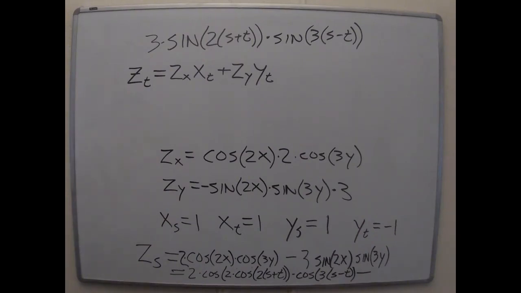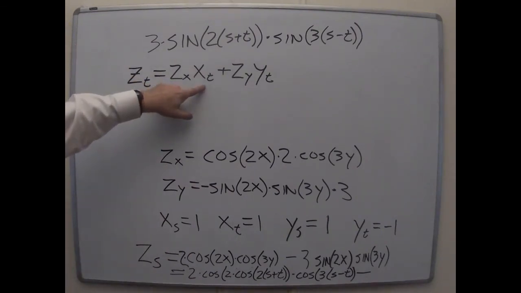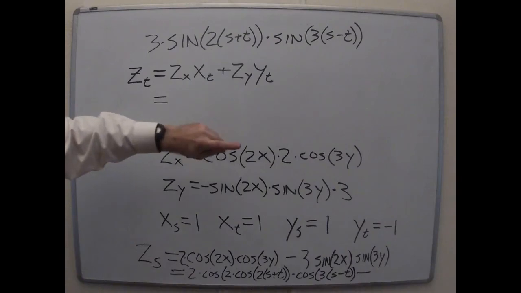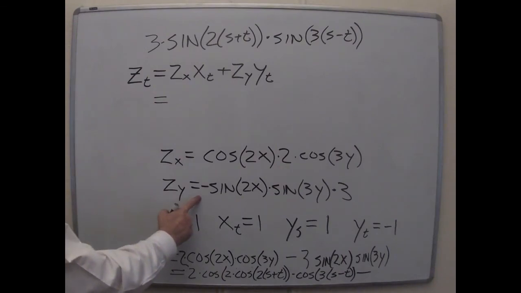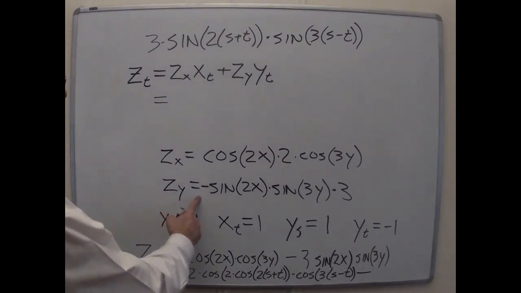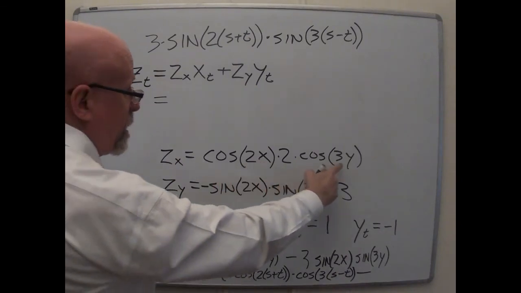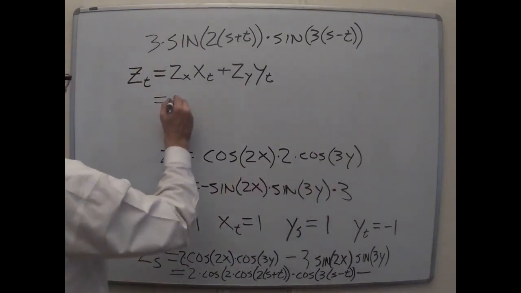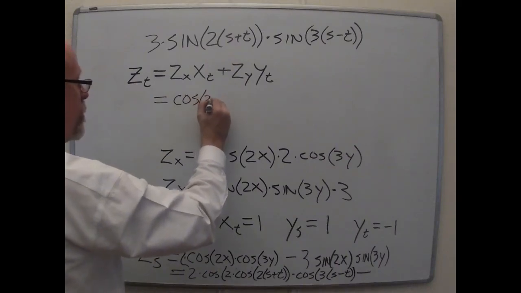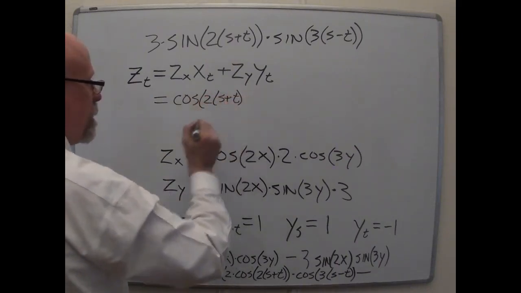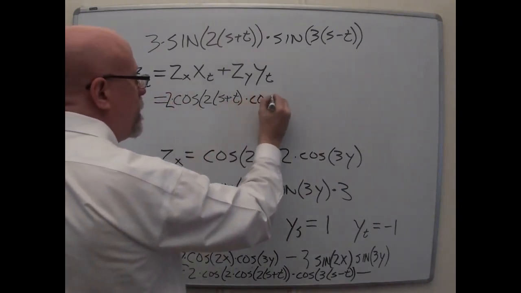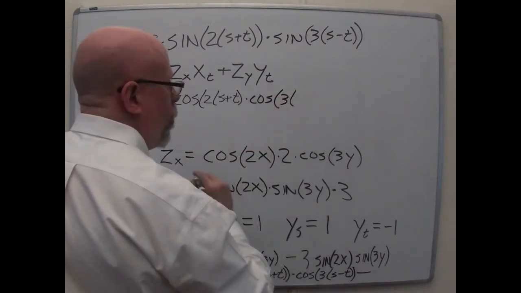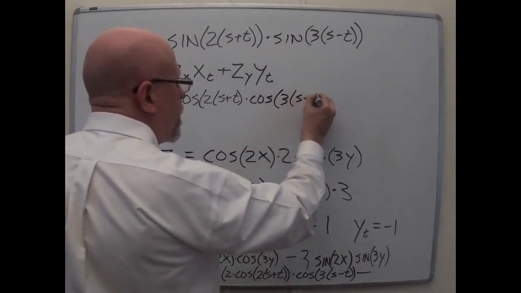Yeah, all right, so what is this going to be? X sub t is 1, y sub t is minus 1. So what we're going to have is z sub x minus z sub y. And here they are. And I'm just going to, on the fly, put in s plus t's there and s minus t's there. Okay, so we'll have cosine of 2 times s plus t. Oops, there's a 2 up. That should have gone out front. Times the cosine of 3y, which is s minus t.